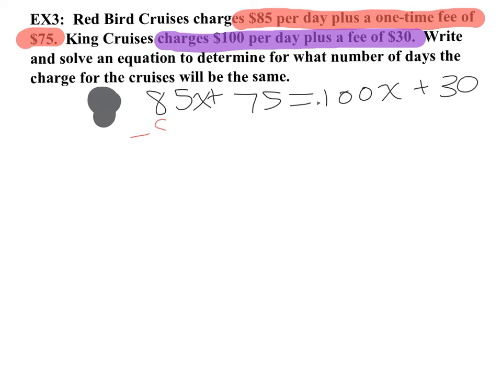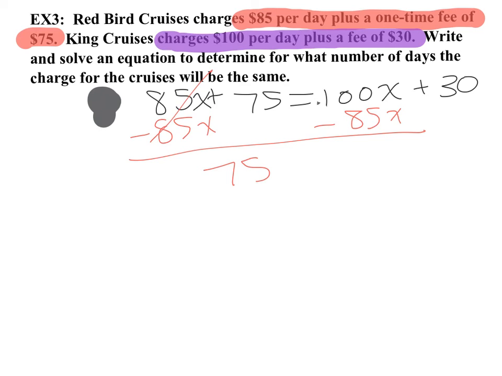Now when we go to solve, we can start by solving the coefficients first. So I'm going to subtract the 85x. And again, the reason why I'm subtracting the 85x is so I end up with positive values. So now I'm left over with 75 because the 85x's cancel out, equals 100 minus 85, which is 15x, plus 30. Then the next step is to isolate the constant.